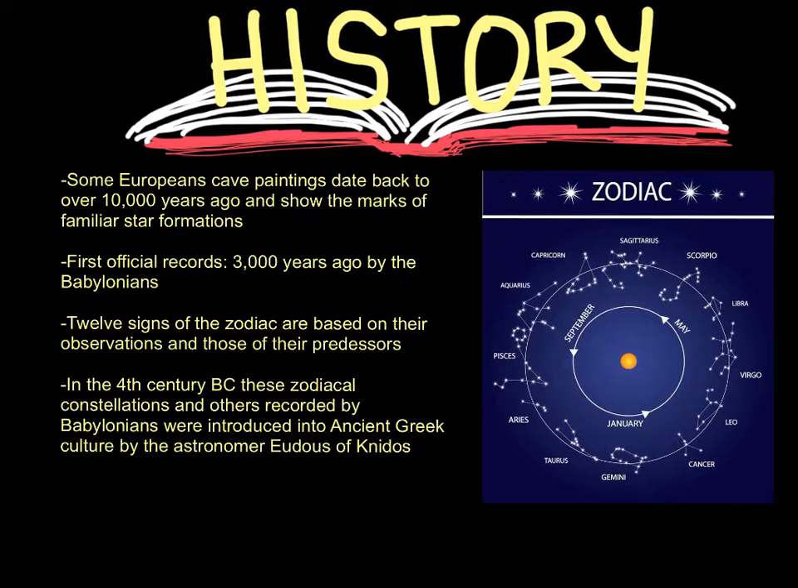And the first official records of constellations was 3,000 years ago by the Babylonians, which was an ancient civilization that is now modern-day Iraq. The 12 signs of zodiac are based on their observations and those of their predecessors. In the 4th century BC, these zodiacal constellations and others recorded by Babylonians were introduced into ancient Greek culture by the astronomer Eudoxus of Cnidos.